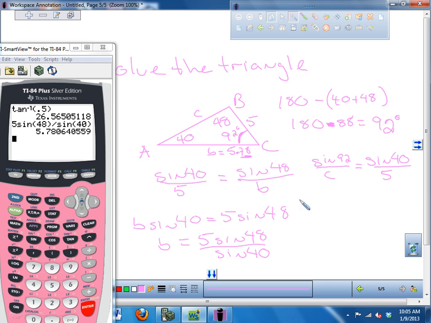And then solving algebraically, you get that C is equal to 5 sine of 92 divided by sine of 40. And if you do that on your calculator, you get about 7.77. So that's how you solve a triangle.